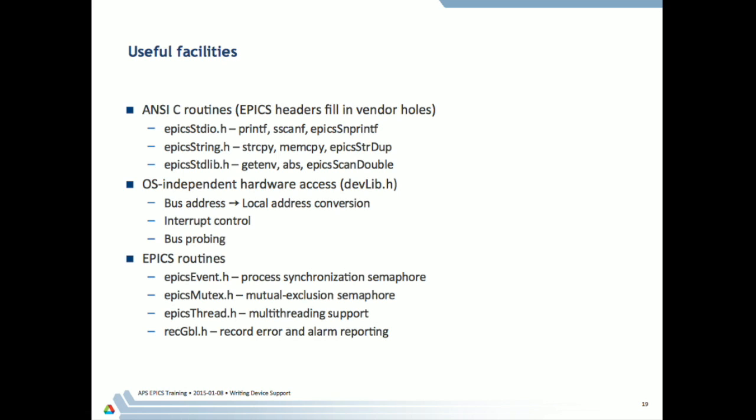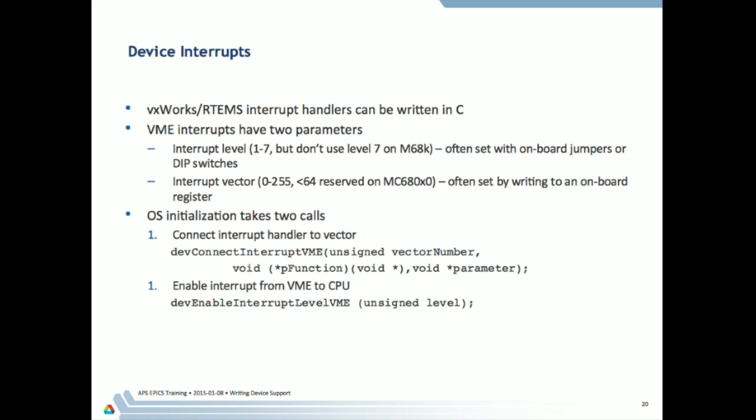And then there are also various internal APIs that the IOC, that EPICS provides. EPICS event is for semaphores, and mutual exclusion, so EPICS mutex is fairly commonly used. If you need to generate background threads, then EPICS thread, we have an API for those and so on. And then for the global error and alarm reporting on the records, the recGlobal.h provides a few routines and values that you need to use to actually do that kind of thing. Device interrupts we'll talk about then.